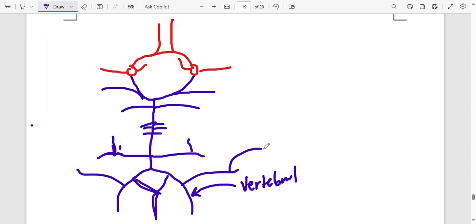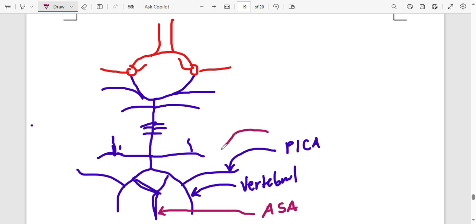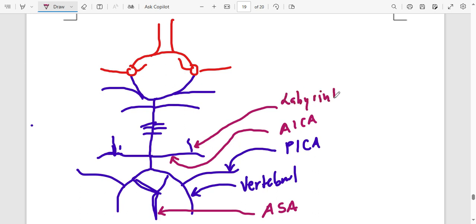What is this one? This one? Thank you so much. Posterior inferior cerebellar artery. And then how about, sorry, this one? The anterior spinal artery. And then we can come to this one. Who is this one? The anterior inferior cerebellar artery. And then who is this one? Labyrinthine, which is going to the inner ear. Labyrinthine artery. And then how about these short ones here? The pontine arteries, thank you.